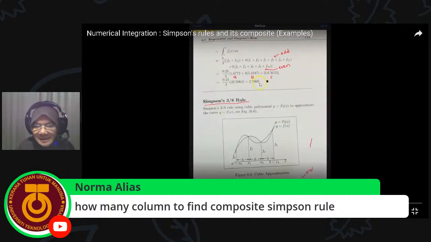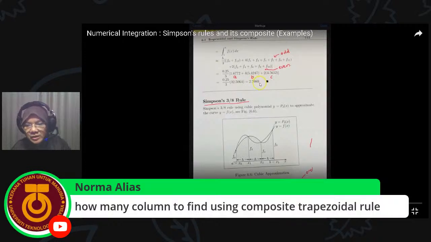The next question is how many columns you want to create to find the integral using the composite trapezoidal rule. This is another question: how many columns do you need to create to find the integral between a and b of f(x) using the trapezoidal rule? So this is two questions. For Simpson's rule, how many columns?